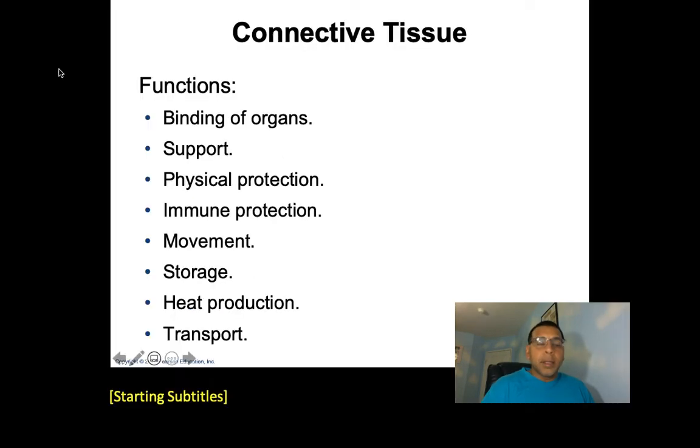Hello and welcome. Let's continue with histology. Let's move on to connective tissue now.